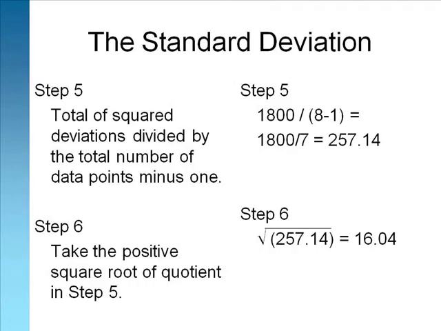Remember that the goal of standard deviation is to measure the average distance each data point is from the mean of the data. Step 5 divides the total squared deviations by the total number of data points minus 1, a statistical adjustment. Our final step is to take the positive square root of the quotient found. This step undoes the squaring step so that we are back to the units in which our original data was measured. In our example, the standard deviation is 16 4/100.